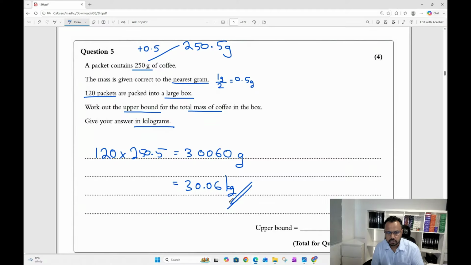You need to convert the units, guys, okay? You need to write the unit conversions.